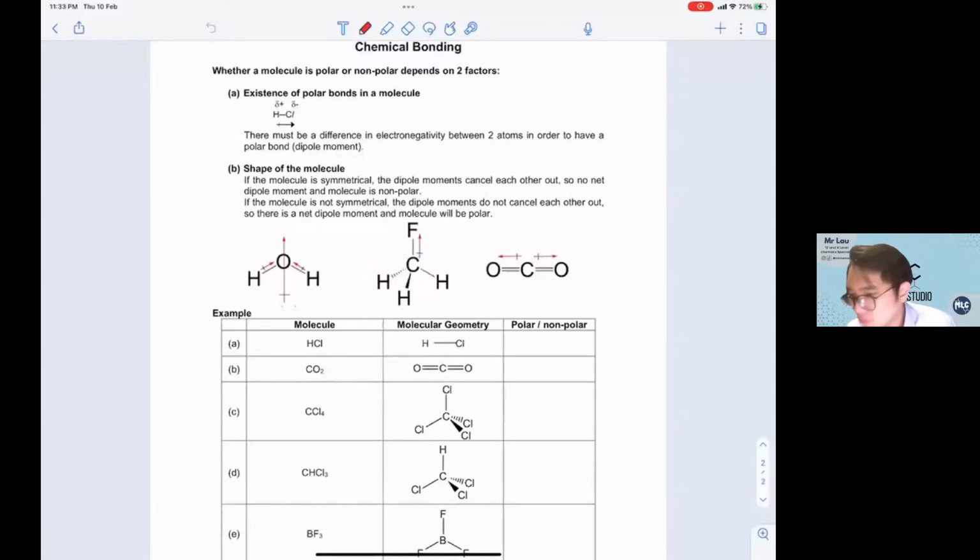Now, how do we determine if a molecule is polar? To do so, we need to look at two factors. The first factor is this. We need to see whether or not there is even a polar bond within the molecule.